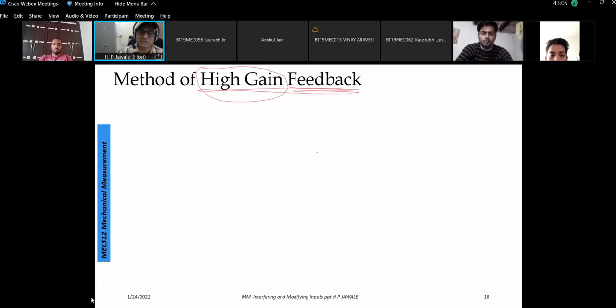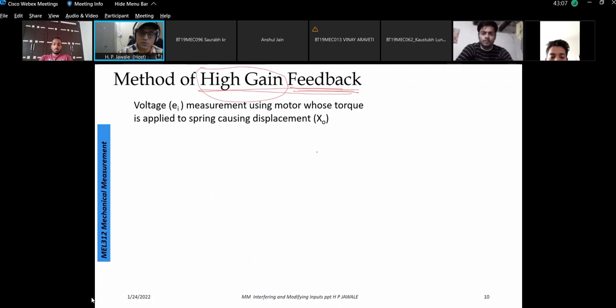Let us understand this. Say I am going to measure voltage of a system or voltage of the device using motor. My connection is such that the voltage is given to the motor first. Through the motor, I am going to get a torque, and then that torque is going to be applied to the spring, so that the spring will have proportional displacement XO. This is how a small voltage measurement scheme is there.